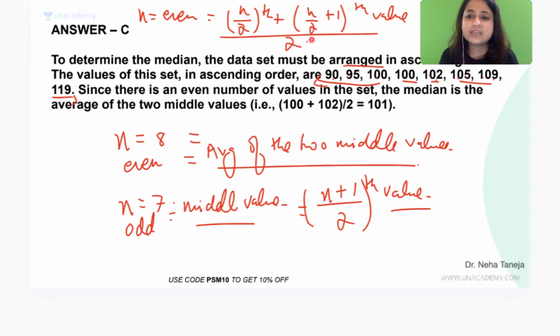Everyone, but you don't need to use these formulas. When the number of observations is odd, it is very simple, the middle value. When the number of observations is even, take the average of the two middle values. Please remember, this is value. So if it comes to the fourth and fifth value, look at what the fourth value is and what the fifth value is, and then solve it. Got it, everyone? Can I go to the next question?